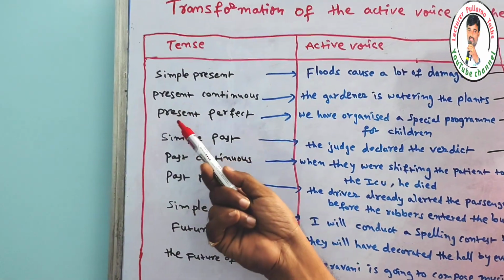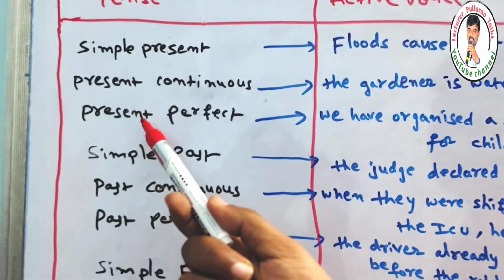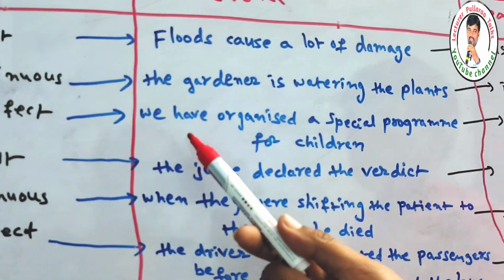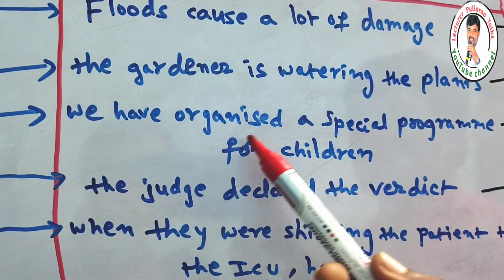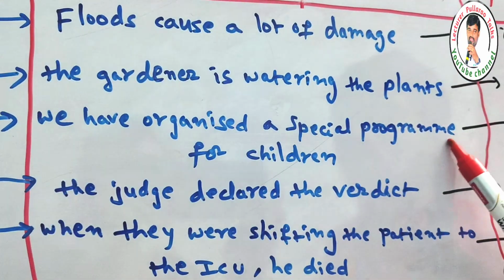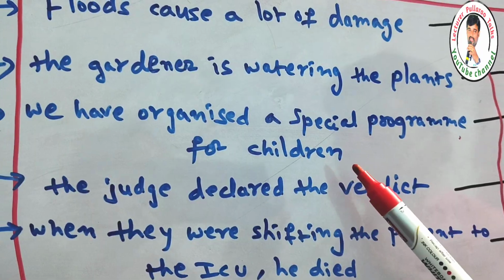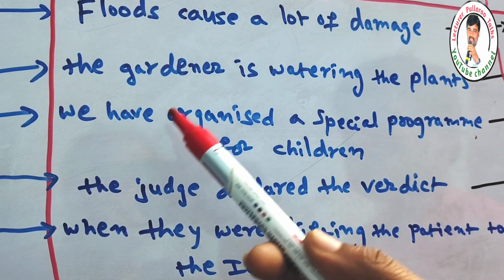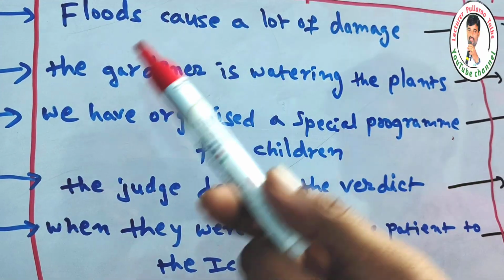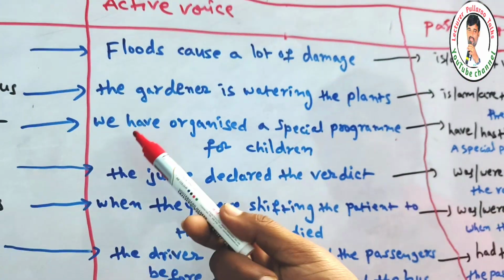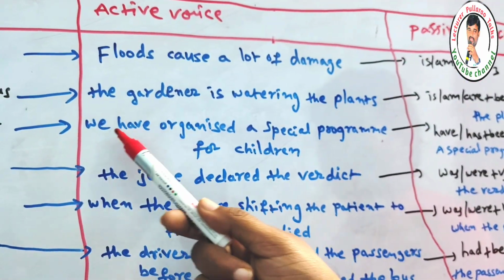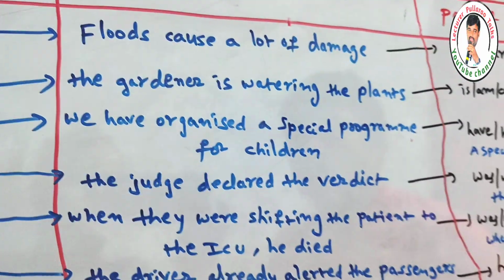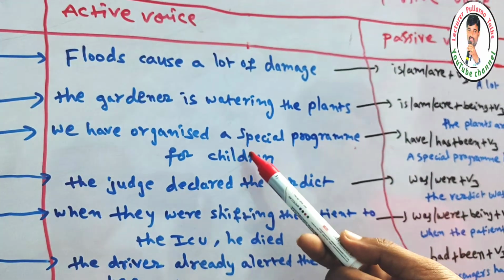Next, the third one, present perfect. Look at this example. We have organized a special program for children. Have or has plus V3 is the basic structure for active voice in present perfect. So this is an object, a special program.